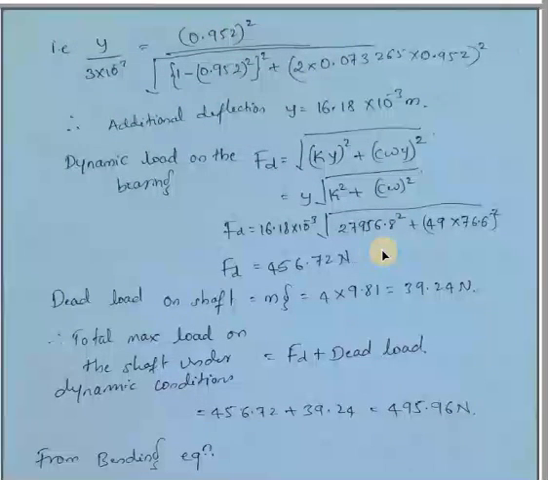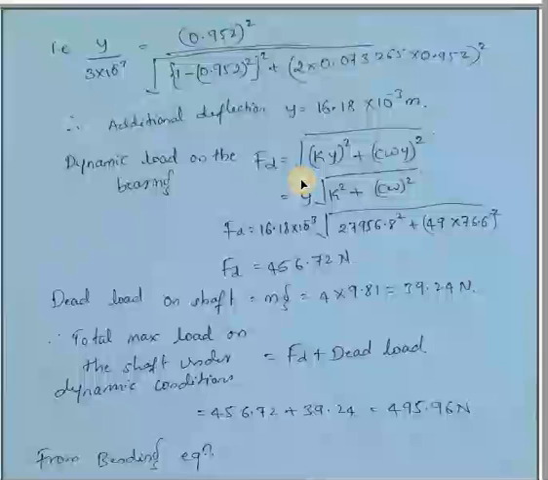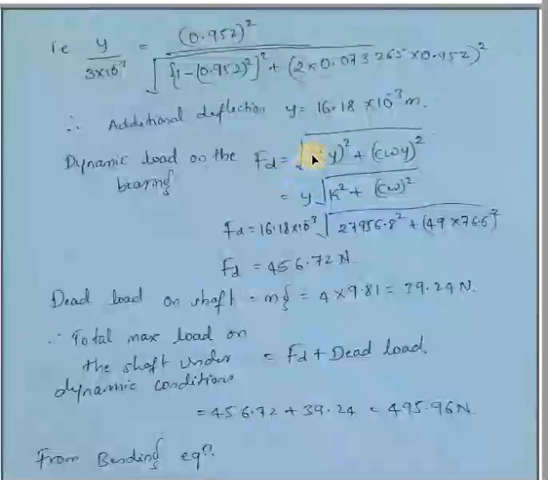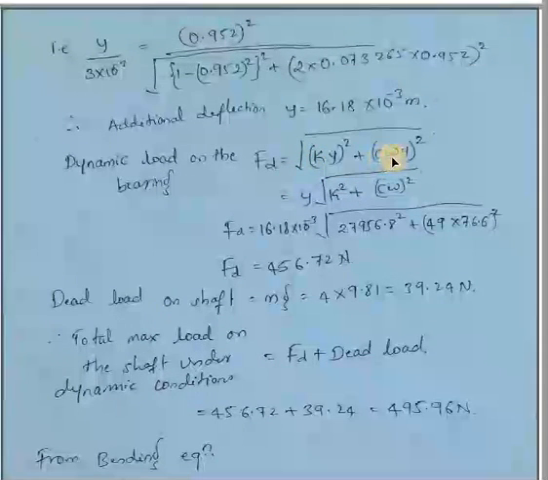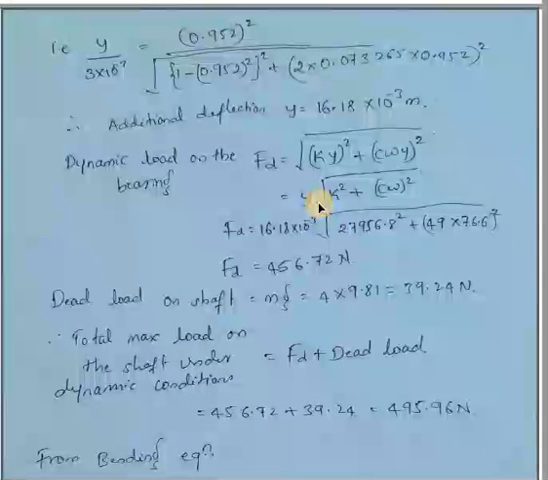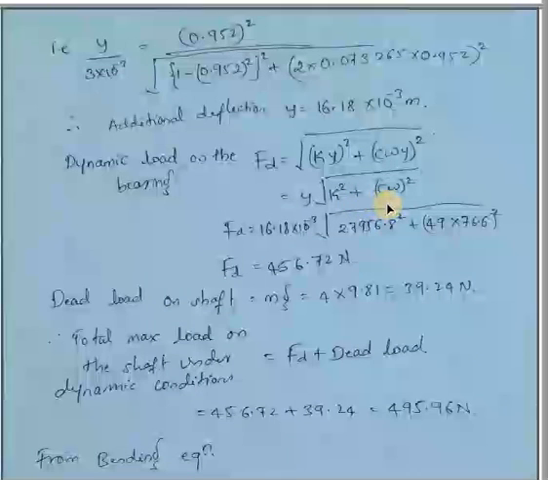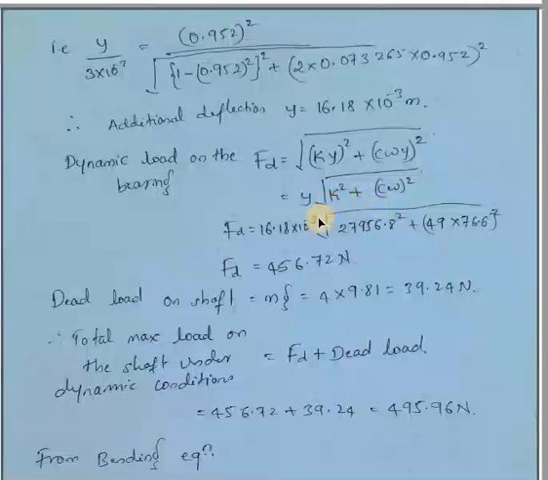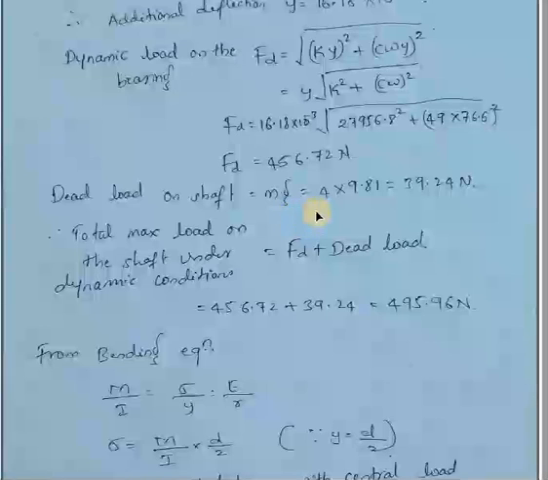Then the dynamic load on the bearings FD is given by, in this case, root of (ky) squared plus (c omega y) whole squared. And if I take y as common, it will be y into root of k squared plus (c omega) whole squared. So in this also, you know all the values, substitute those values, you will get the dynamic load as 456.72 Newton. Then the dead load on the shaft will be m into g. m is 4, g is 9.81, it will be 39.24 Newton.